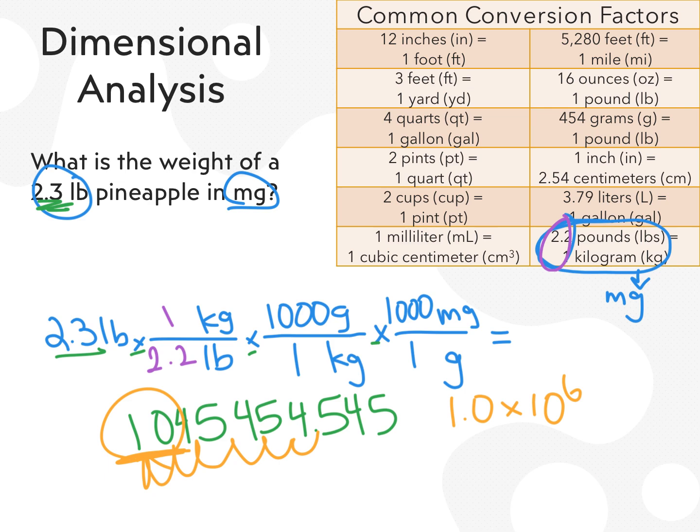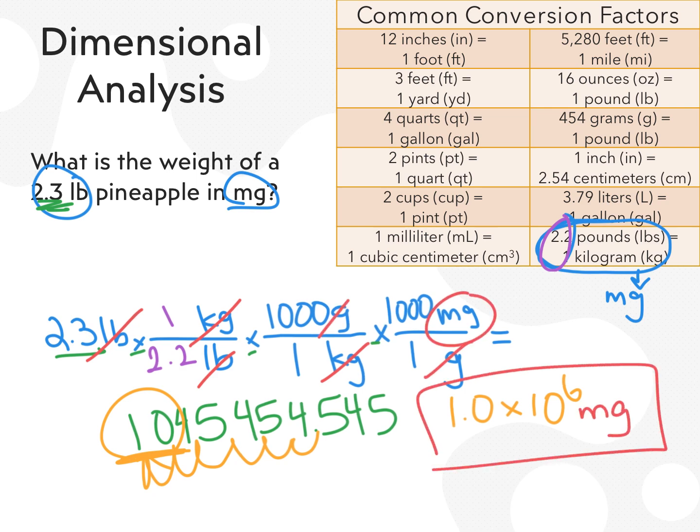The next most important part is the units. Pounds cancel, kilograms cancel, grams cancel. We're left with milligrams. 1.0 times 10 to the 6 milligrams. You could not say 1 million milligrams, because 1 million has only one significant figure, and we need 2.